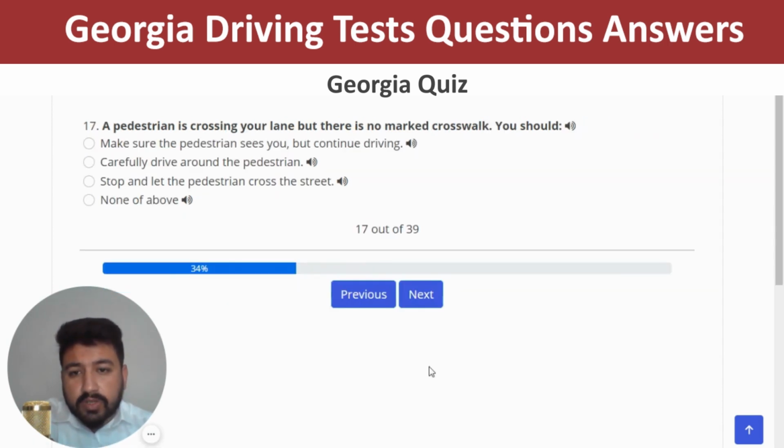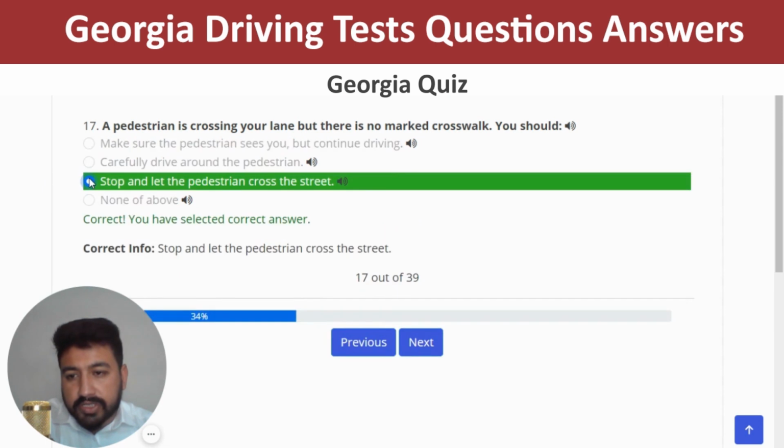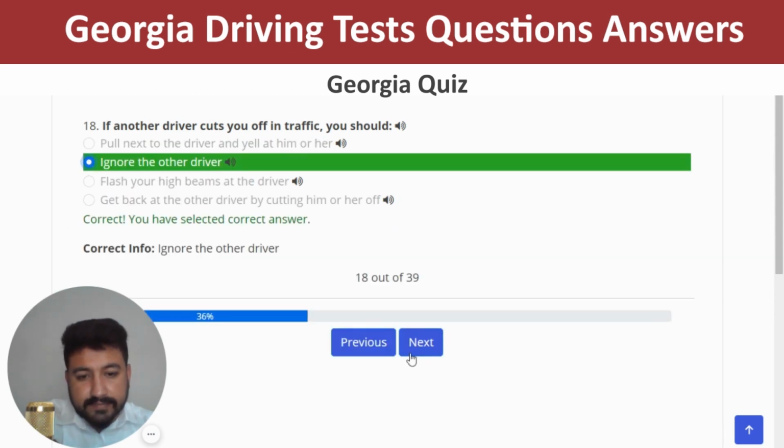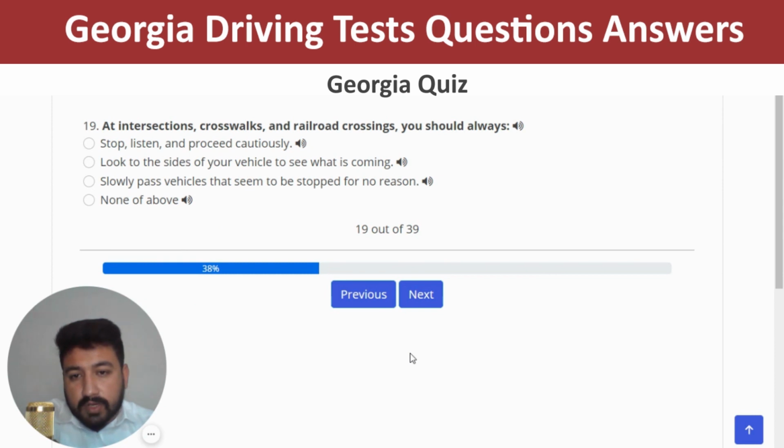A pedestrian is crossing your lane, but there is no marked crosswalk. You should stop and let the pedestrian cross the street. Third option is the right one. If another driver cuts you off in traffic, you should. So you can choose the second option, which is ignore the other driver. Right. And next. At intersections, crosswalks, and railroad crossings, you should always.